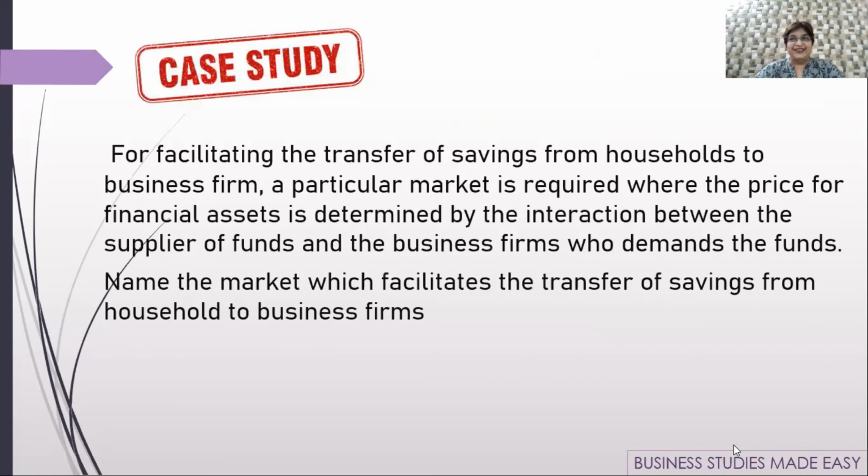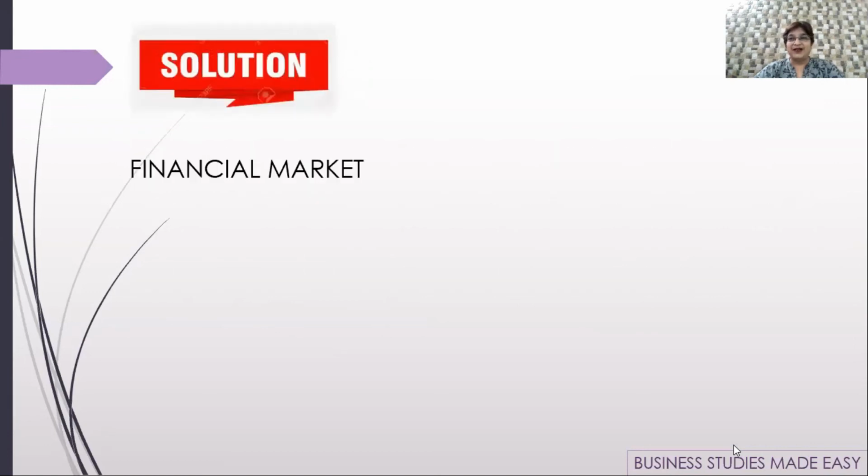So with that knowledge, let's crack the case study. And what are we looking for? Name the market which facilitates the transfer of savings from household to business firms. So let's read it. For facilitating the transfer of savings from household to the business firm, a particular market is required where the price for financial assets is determined by the interaction between the supplier of funds and the business firm who demand the funds. Can you identify the market? I'm sure you would have done it. Yes, and the answer is financial market.